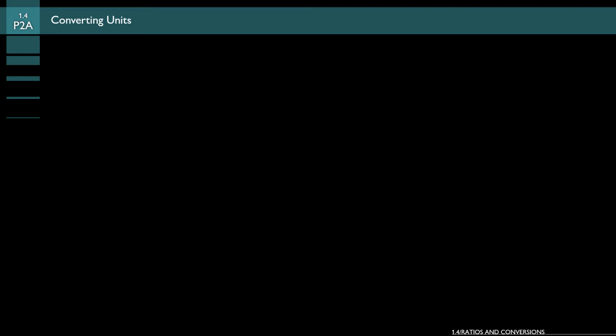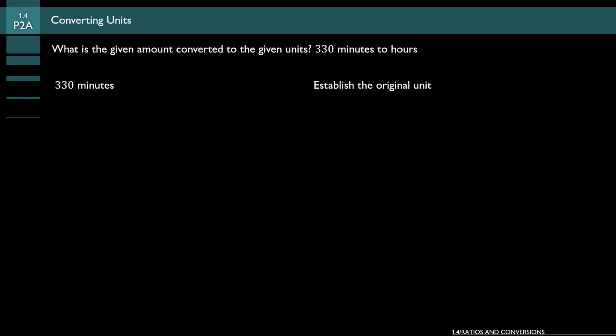In problem number 2, we're going to convert units, and we're going to find out what the given amount is converted to the given units. And we have 330 minutes to how many hours? So we establish what the original unit is. The original unit is 330 minutes. And then we're going to establish how many of the original units are in the new unit. So how many minutes are in 1 hour?